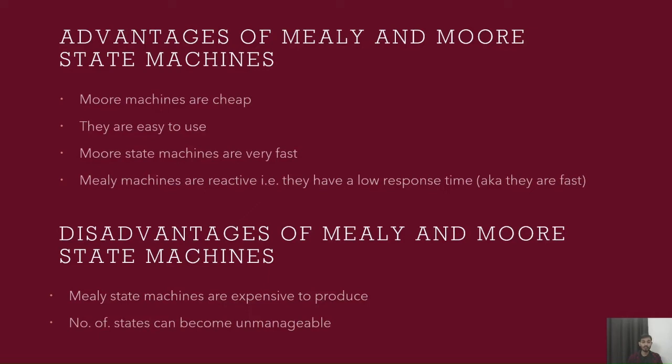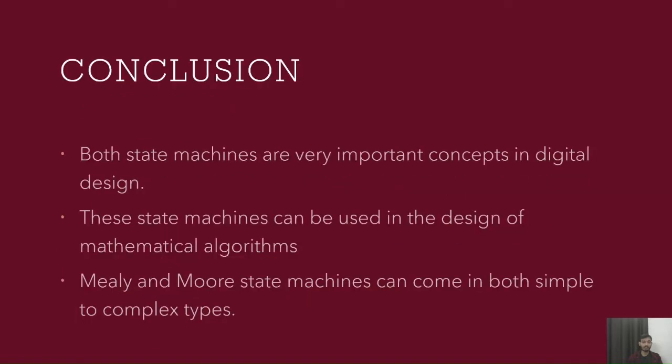Now the disadvantages of Mealy machine and Moore state machine. Mealy state machines are expensive to produce. The number of states can become unmanageable or can become very large. Finally, we have reached the conclusion part of our PowerPoint presentation. Both state machines are very important concepts in digital design, and these machines can be used in the design of mathematical algorithms. Mealy and Moore state machines can come in both simple and complex types.